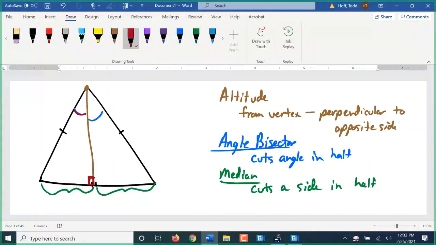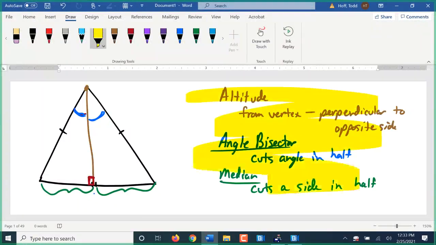And of course, the inverse was true. If we knew it cut this angle in half, then we knew it had to be perpendicular and it had to cut the other side in half. Or if we knew it cut this side in half, we knew it had to be perpendicular and cut the angle in half. If we knew it was one of those three things, then it had to be all three of those things in that isosceles triangle. And of course, it was also true in an equilateral triangle because all three sides were equal, so it could be any vertex of an equilateral triangle.